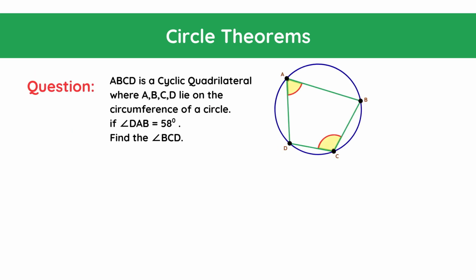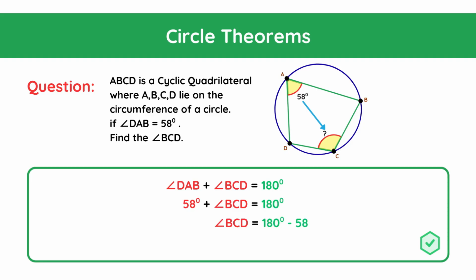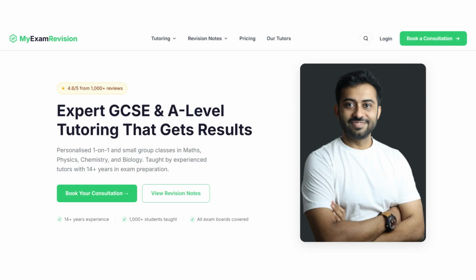We have a cyclic quadrilateral ABCD. The angle at A, which is angle DAB, is 58 degrees. We need to find the angle at C, which is angle BCD. A and C are opposite corners of the quadrilateral. So by the theorem, angle DAB plus angle BCD equals 180. That gives us 58 plus angle BCD equals 180. So angle BCD equals 180 minus 58, which is 122 degrees. And that's the answer.